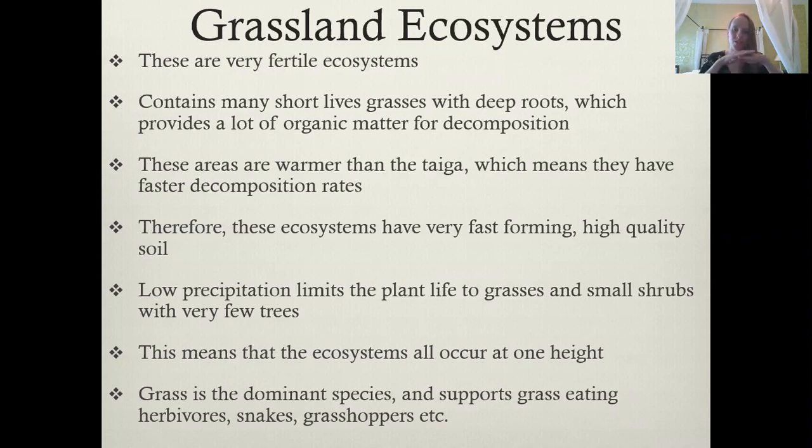This ecosystem does just occur two-dimensionally, so it's all at one height because we don't have a lot of tall plant life and stuff like that. And like I said, grass is the dominant species. There will also, of course, be a lot of grass-eating herbivores as well as snakes, grasshoppers, that kind of stuff.